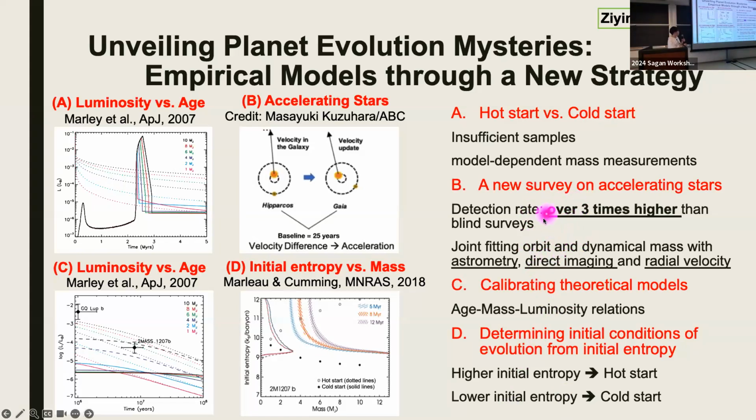solve these questions by measuring the dynamical mass, with a higher yield, targeting accelerating stars. Such acceleration, we believe, comes from potential massive companions around the host stars. And also, we may measure the initial entropy to determine the initial conditions.